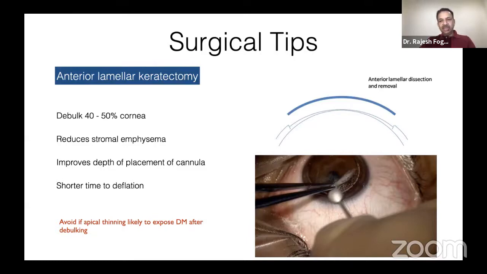However, in certain cases, if the apex is very thin, then I avoid debulking, because by debulking, you remove a lot of stromal tissue from the thin apex. And then when you inject air, the air comes out anteriorly rather than going posteriorly.